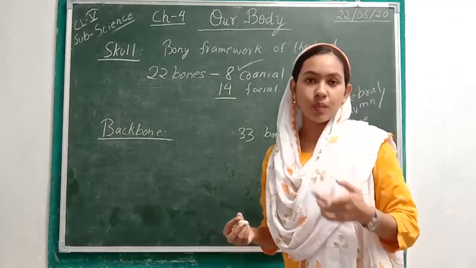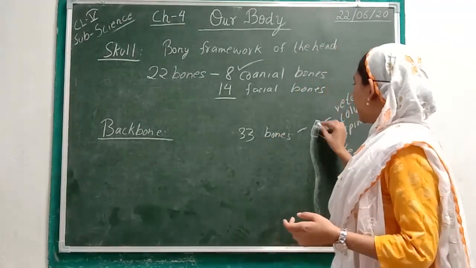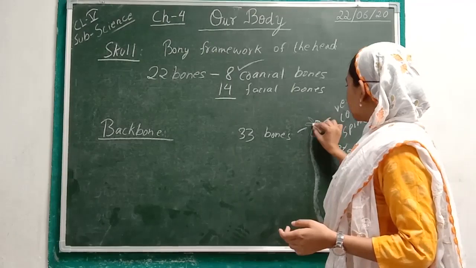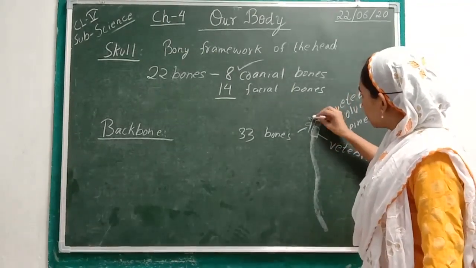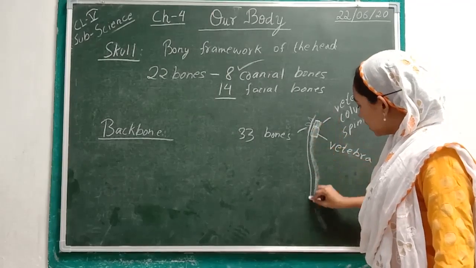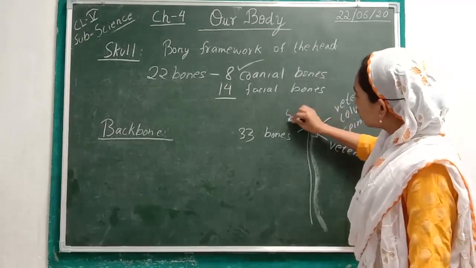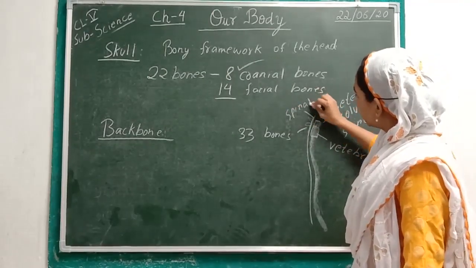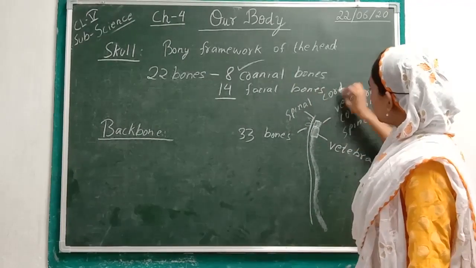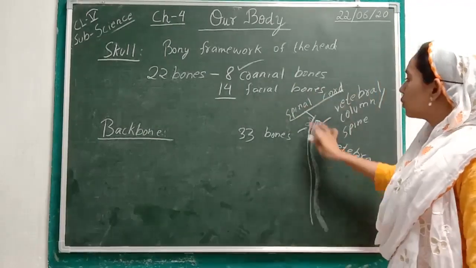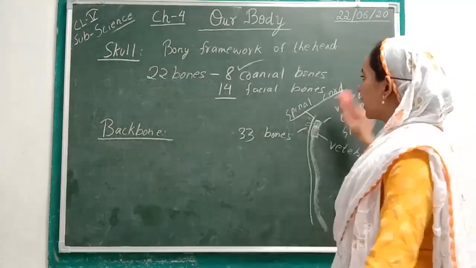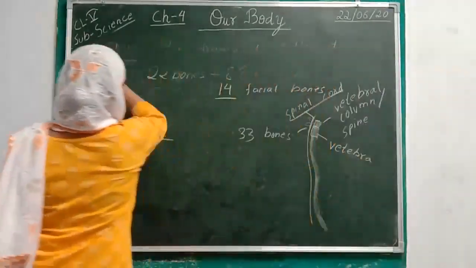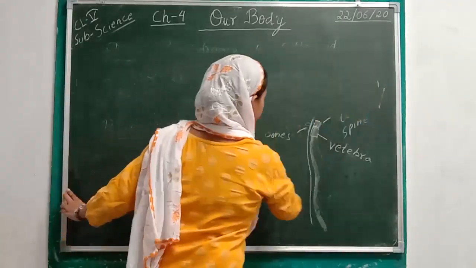The other very important function of this backbone is that there are bony extensions here, and there is a hollow here. Through this, the spinal cord passes. So what does it do? Your backbone also protects the spinal cord. So this was all about the skull and the backbone. Next we have the rib cage and the limbs.